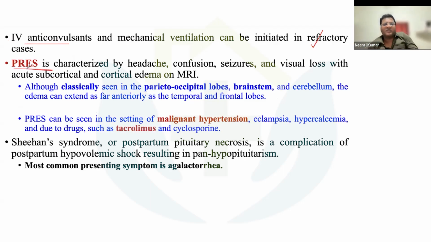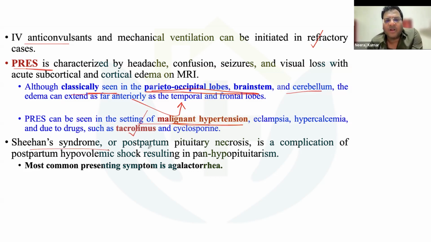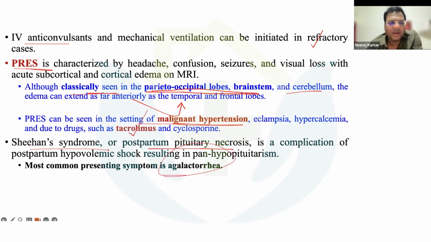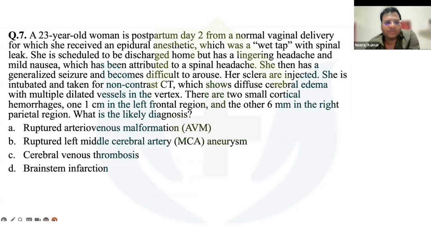Why not PRES? Because it is characterized by headache, confusion, seizure, and visual loss. And classically, as we discussed earlier on MRI, it involves the parieto-occipital lobe, meaning T2 FLAIR changes will be seen in the brainstem and cerebellum. And many times, it may extend up to the temporal or frontal lobes. And PRES may occur in the setting of malignant hypertension or use of tacrolimus or cyclosporine. Why not Sheehan syndrome? Because this is postpartum pituitary necrosis, usually a complication causing panhypopituitarism, and this patient will present with agalactorrhea, right? Now coming to the next question here.